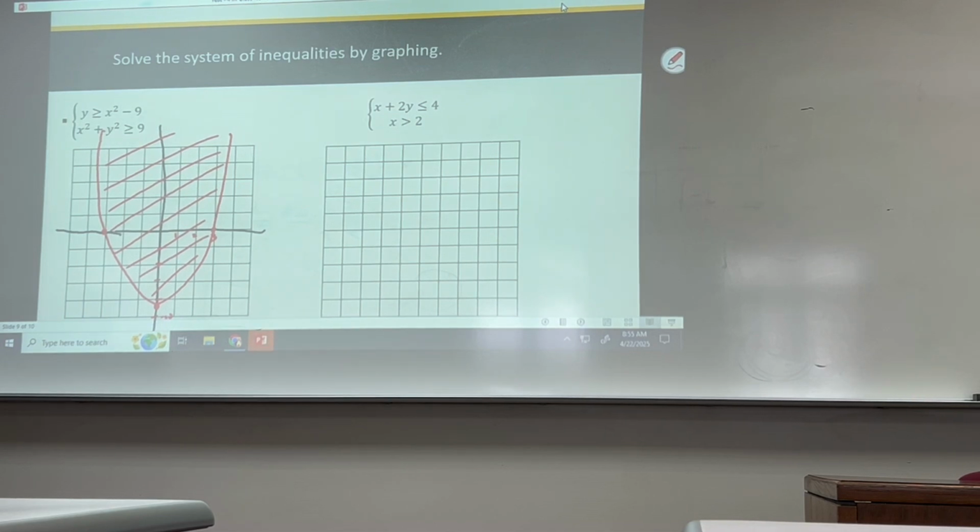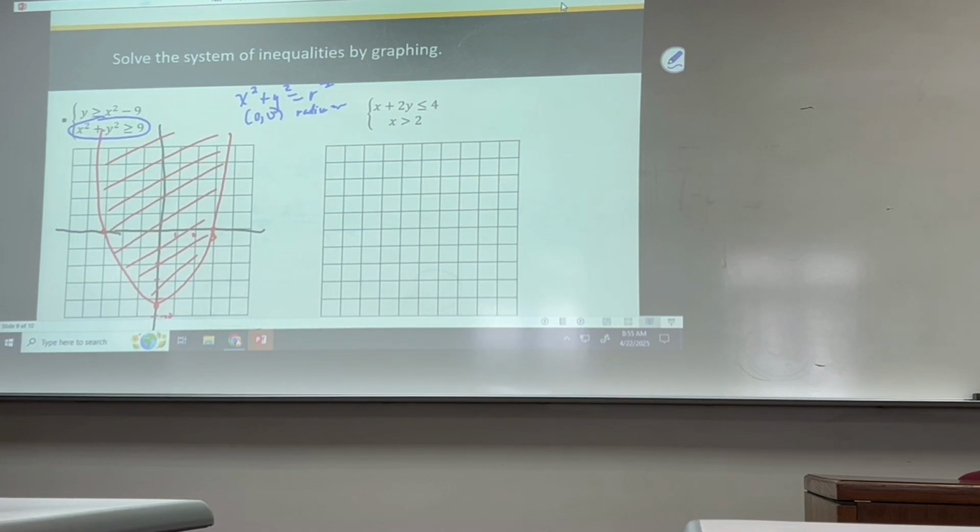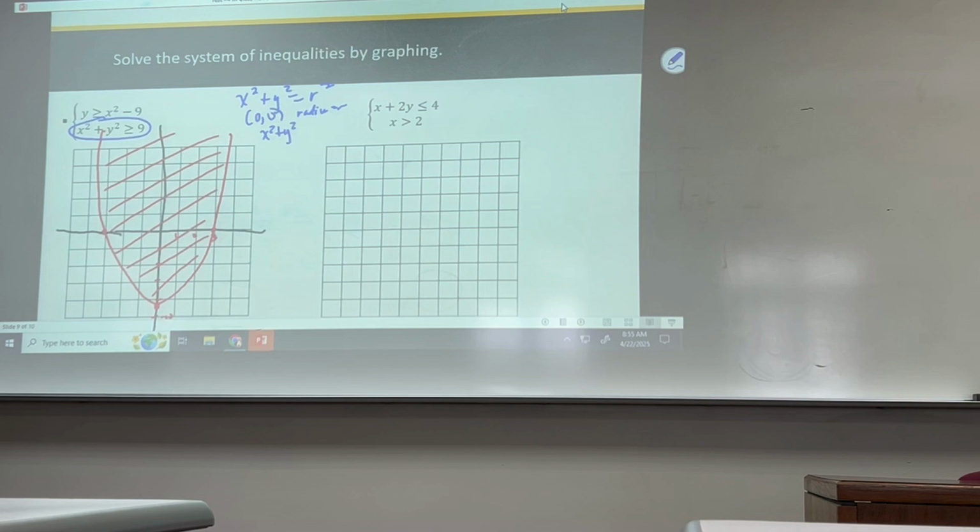What about x squared plus y squared is greater than or equal to 9? I told you, we hadn't done circles before. I want you to know how to graph a circle now. Remember that x squared plus y squared equals r squared? It's a circle with a center at 0, 0, and the radius is whatever the r value is, right? So if it's x squared plus y squared equals 9, that's going to be a circle whose center is at the origin with a radius of what? 9 is the same as what, 3 squared? So the radius would be 3.